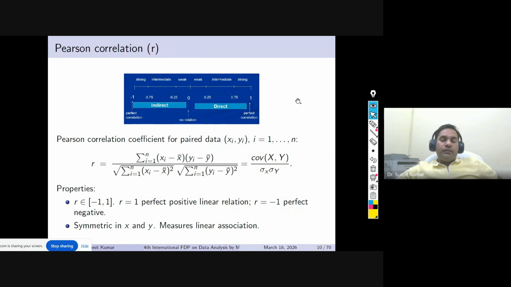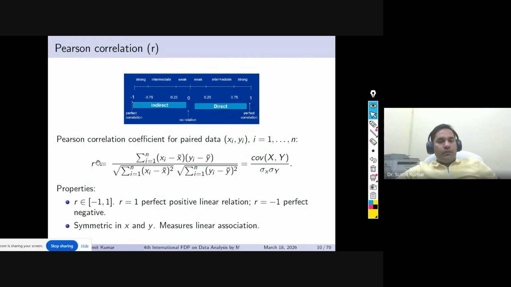Here, zero correlation means there is no correlation. These are the R values, the range being -1 to +1. If you are getting perfectly -1 or +1, it is perfect correlation, either negative or positive. If it is larger than about 0.7 or 0.75, up to 1, it will be strong. Otherwise, it will be moderate or weak correlation.